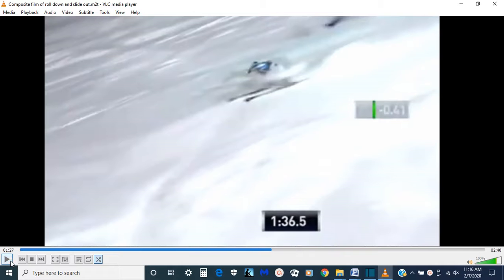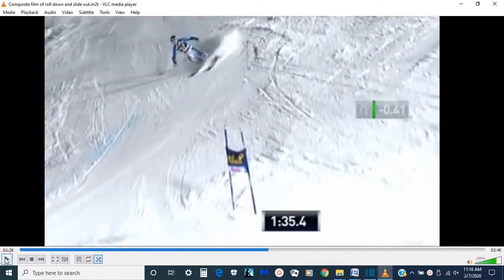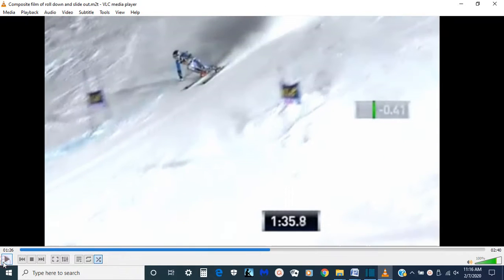Oh, this is Mikaela Shiffrin. All right, what did she do? All right, her outside arm is high. She doesn't have counter rotation. She's doing kind of a two-footer. Now look, she's pulling her outside arm forward. That's not what you want to do. She has no counter rotation.